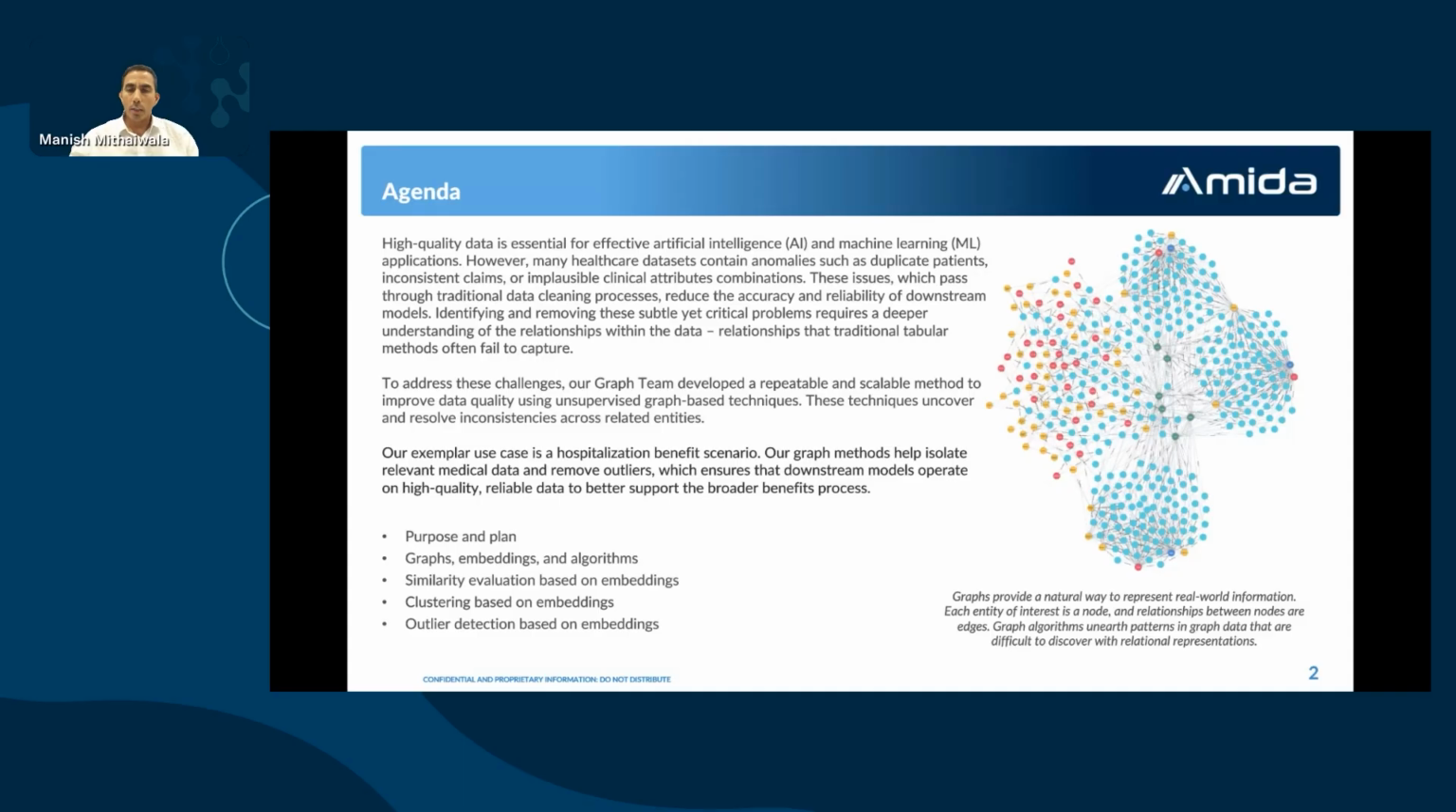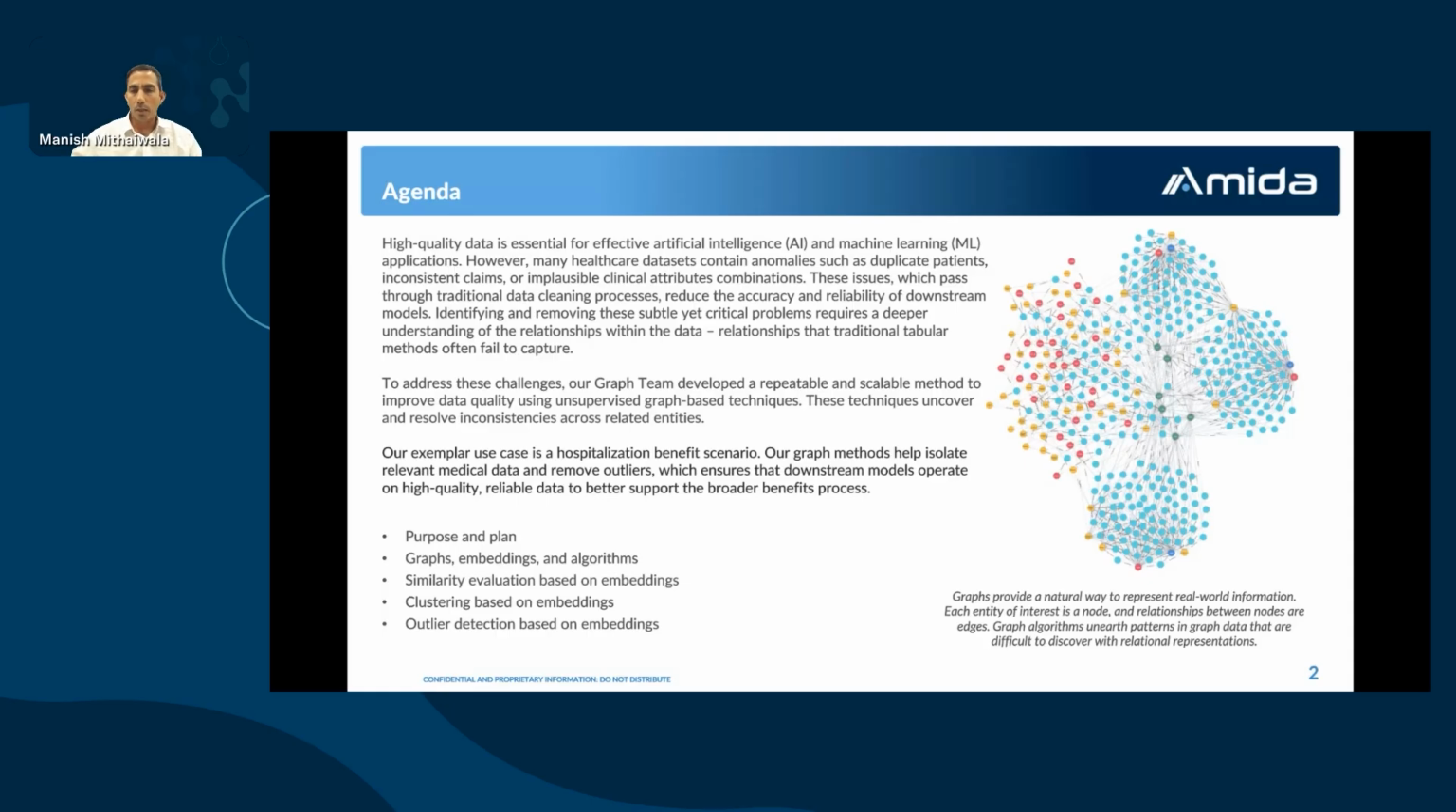Of course, high quality data is a key for any AI or ML work, but in healthcare, it's especially important. We often see issues like duplicate patients, inconsistent claims, or clinical combinations that don't line up. For example, when a patient ends up in a benefit group that doesn't make sense based on their history. These kinds of problems are subtle, and they sometimes slip through traditional cleaning methods and can be detrimental to downstream AI and ML models.